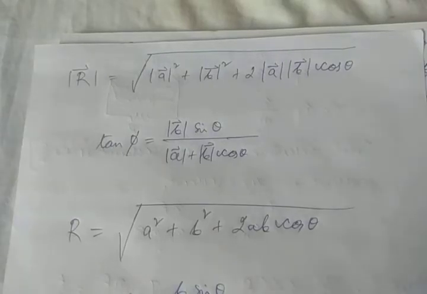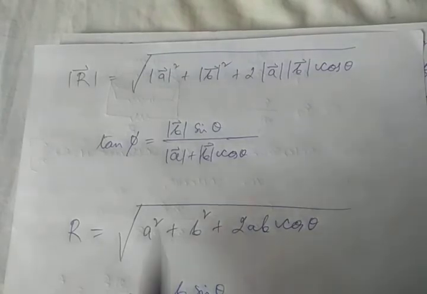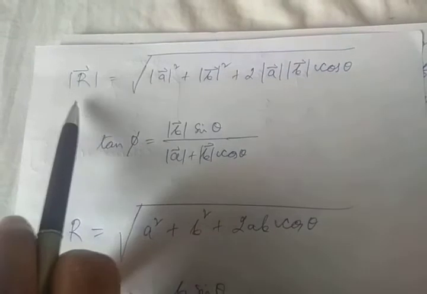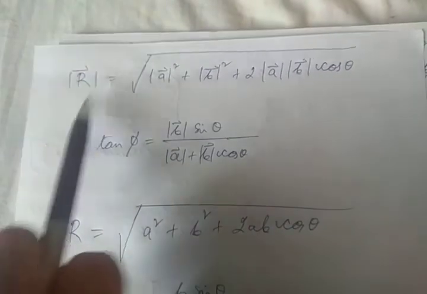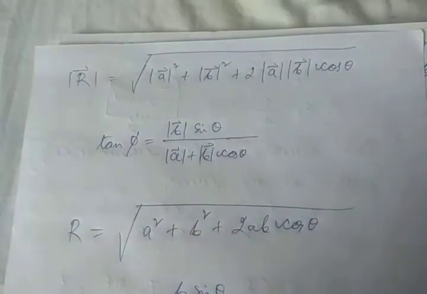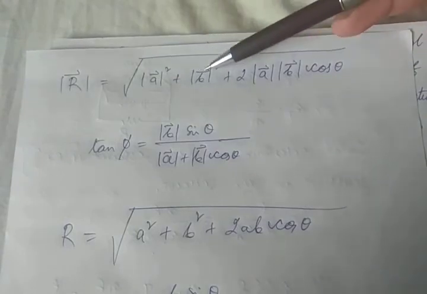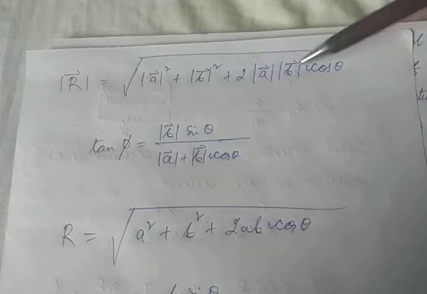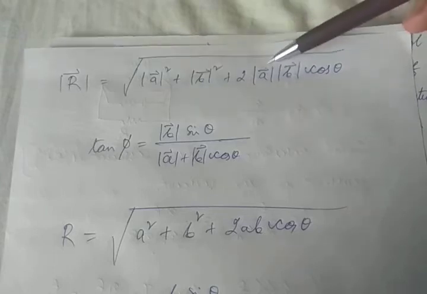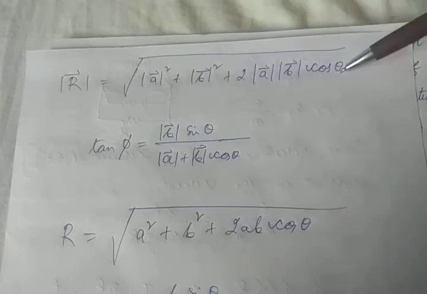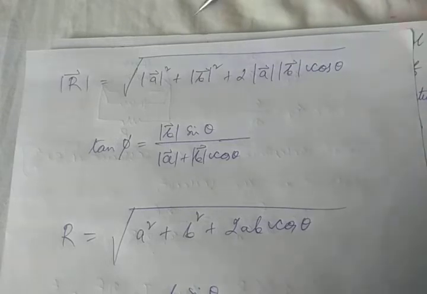So continuing with yesterday's video, class 11. What we learned in yesterday's video is the magnitude of the resultant is given by the magnitude of a squared plus magnitude of b squared plus 2 magnitude of a into magnitude of b cos theta, to be more precise, where theta is the angle between vector a and vector b.